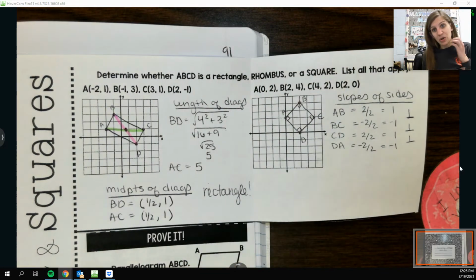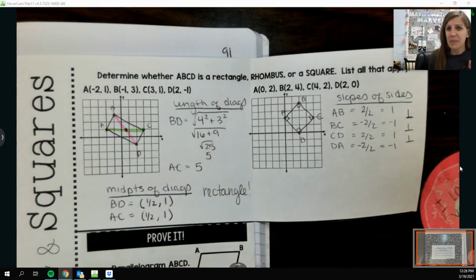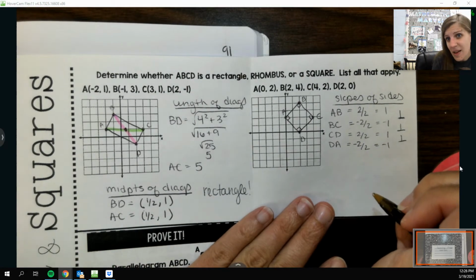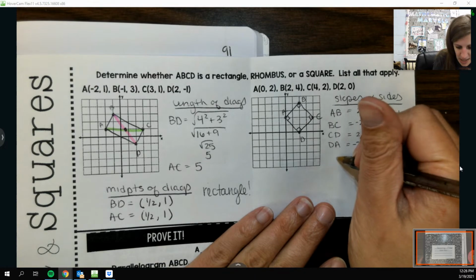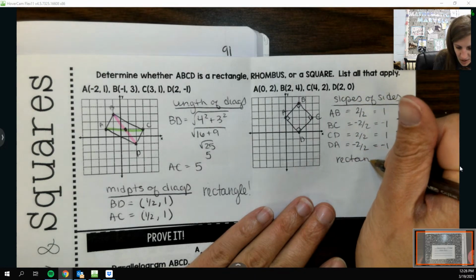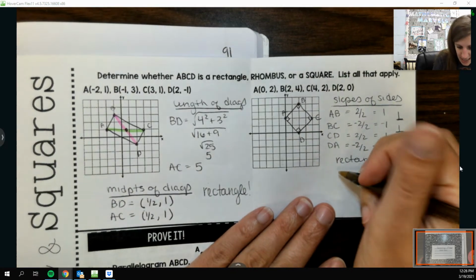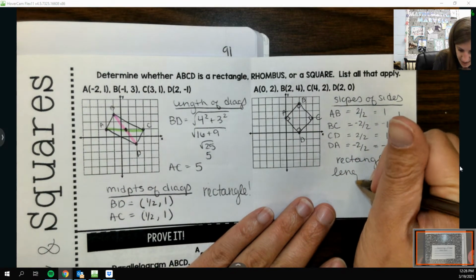So I have a bunch of 90s, which definitely makes me a rectangle. So then to figure out that I also have a property of a rhombus, this is definitely a rectangle, that checks out. But to figure out that I'm a rhombus, I need to check the length of the sides.